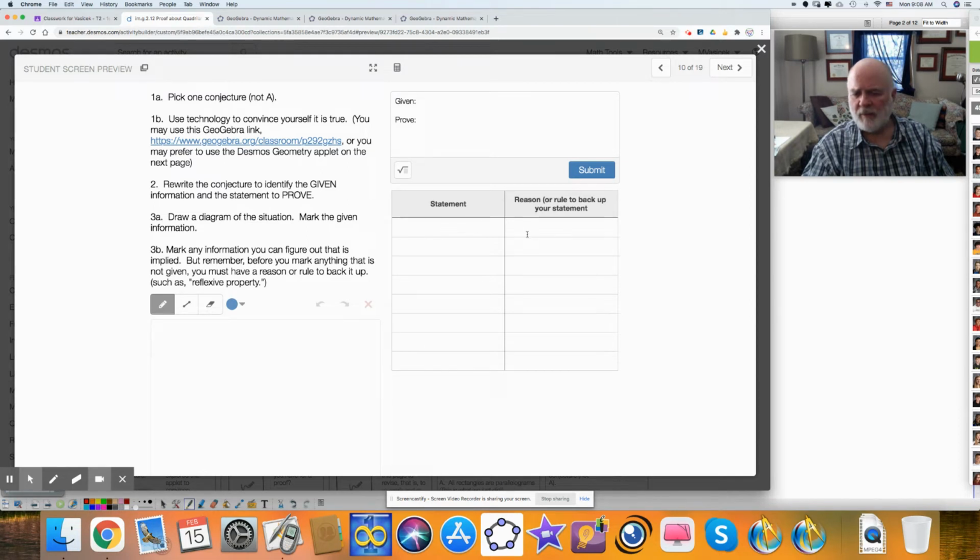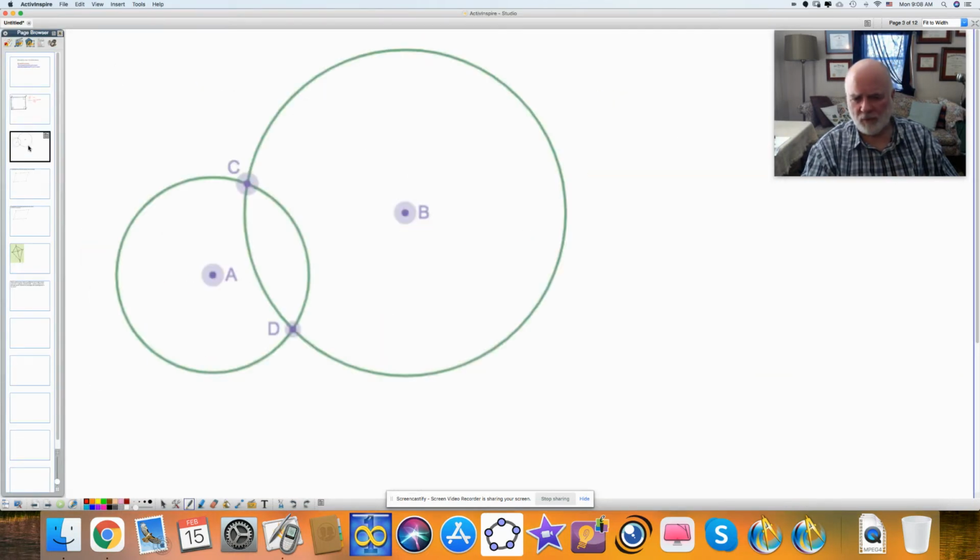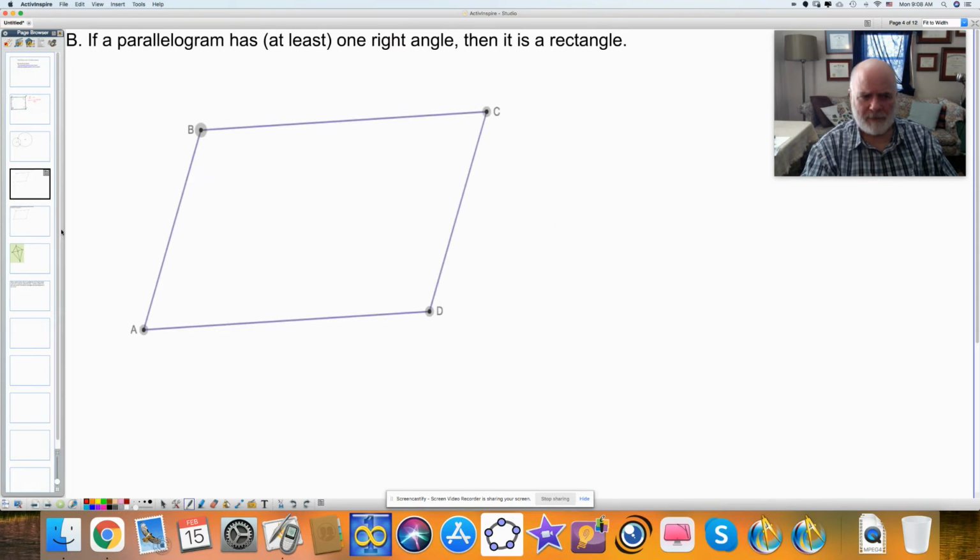And you're going to write a statement. You'll mark everything that's given on the drawing. The second thing you do is mark what's implied. And for you to mark what's implied, you have to have a reason or a rule to back it up. So, for instance, vertical angles are congruent, or something else. Now, let me show you a couple of examples. These are things that we would go through in class. I'll come back to this one.